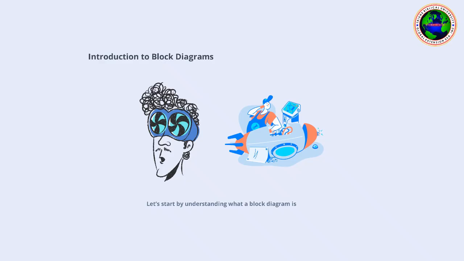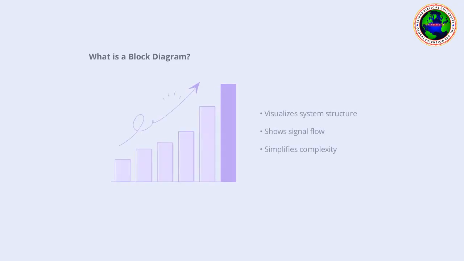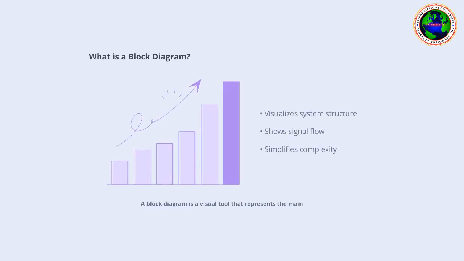Let's start by understanding what a block diagram is and why it's so essential for engineers and problem solvers everywhere. A block diagram is a visual tool that represents the main components of a system and the flow of signals between them. Think of it as a map that simplifies how different parts of a control system interact. Each block stands for a specific component, like a controller or actuator, while arrows show how information or signals move from one part to another. This approach makes it easier to analyze, design, and troubleshoot even the most complex system.